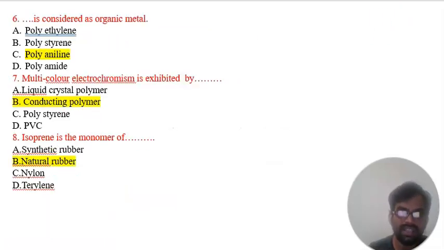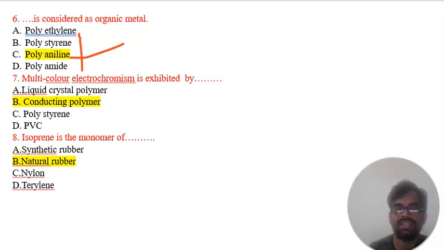Okay, you can see the next bit, the sixth one. These bits from the previous slides are very important. You can see the sixth one, dash is considered an organic metal. Here are the four options, right? So polyaniline is the right answer, considered as an organic metal.